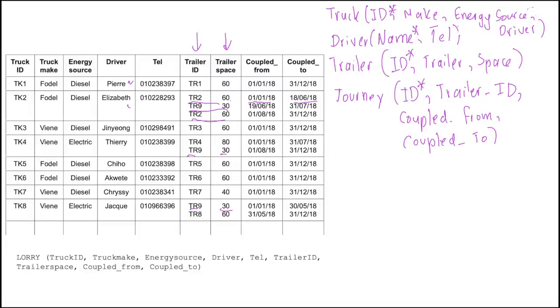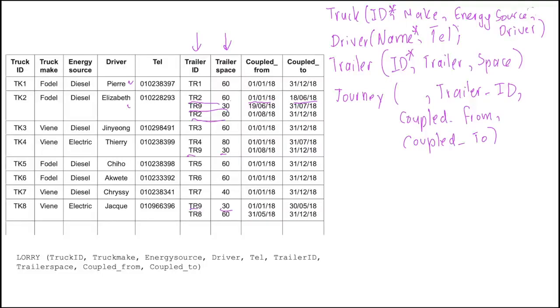And I think the other error that we had was right here for journey. They had truck ID instead of just a regular ID. And I think that makes sense. And the reason why is because, clearly, not every trailer necessarily corresponds to a specific truck ID, because, for example, we have TR9 right here and TR9 right here.